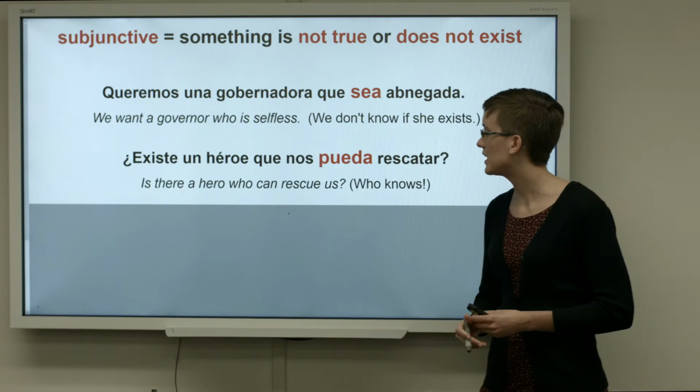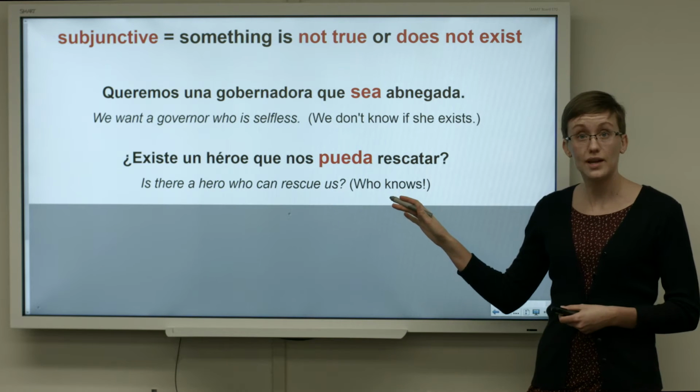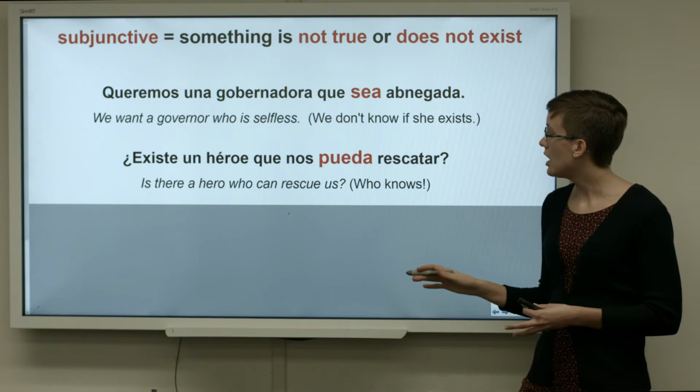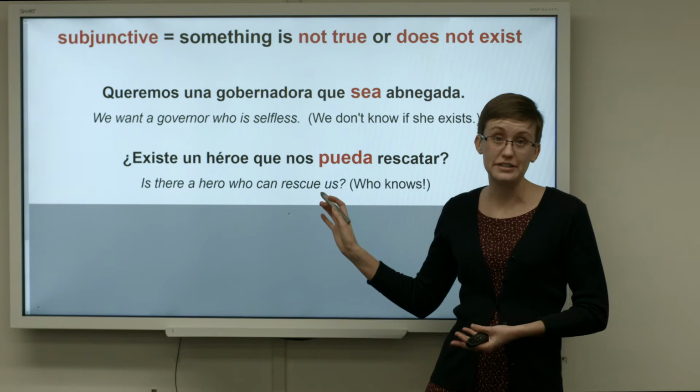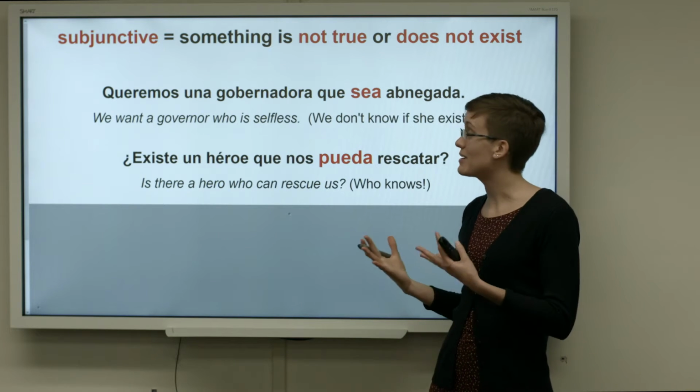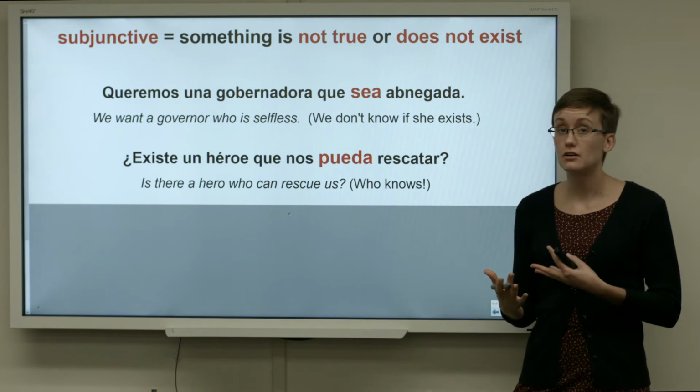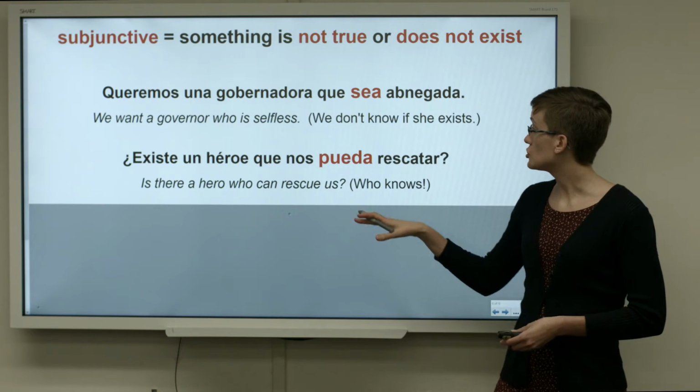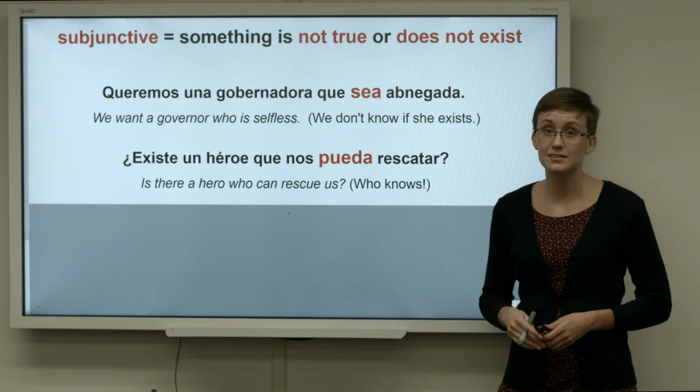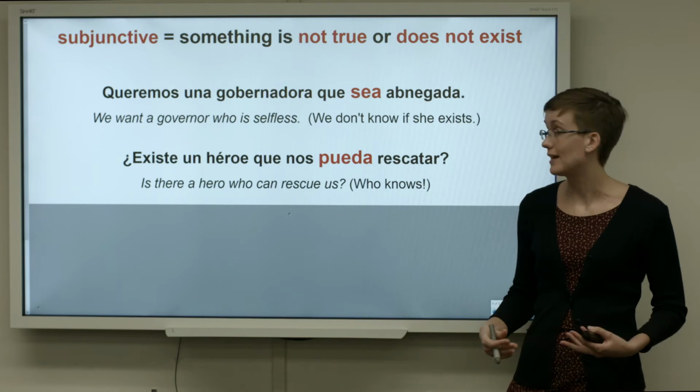And in the same way, existe un héroe que nos pueda rescatar. I don't know if there's a hero who can rescue us. That's why I'm asking. So his or her existence is in question. So we use the subjunctive pueda instead of the indicative puede.